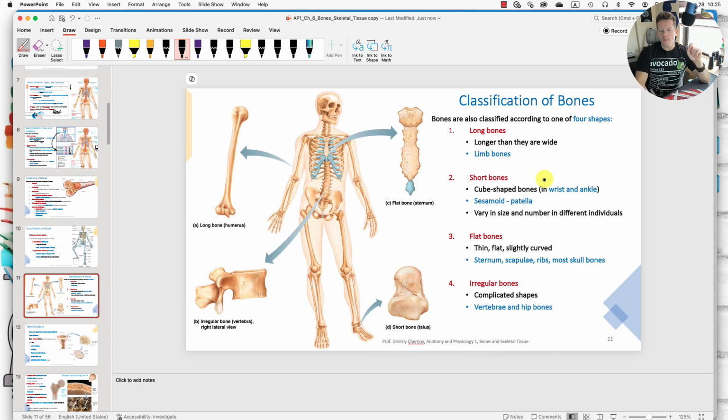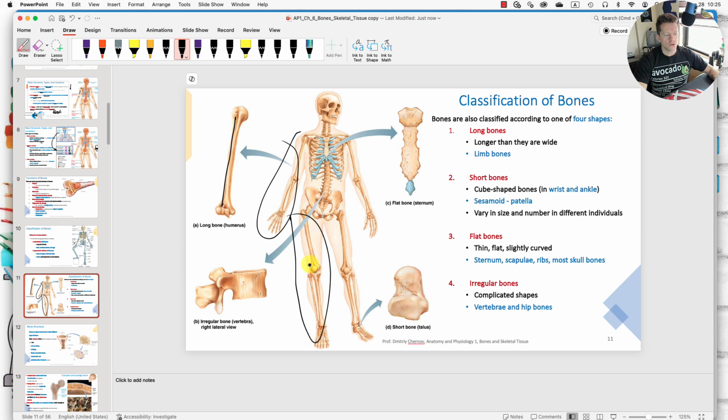So, the classification of bones. There are long bones, short bones, flat bones, and irregular bones, and we classify them by shape. The long bones, as the name implies, here's a long bone. The long bones are within your limbs, the upper limb and the lower limb. Short bones are within the ankles, tarsals, and within the wrist, carpals. The short bones are kind of cube-shaped. Sesamoid bones, like the patella, are also short bones.